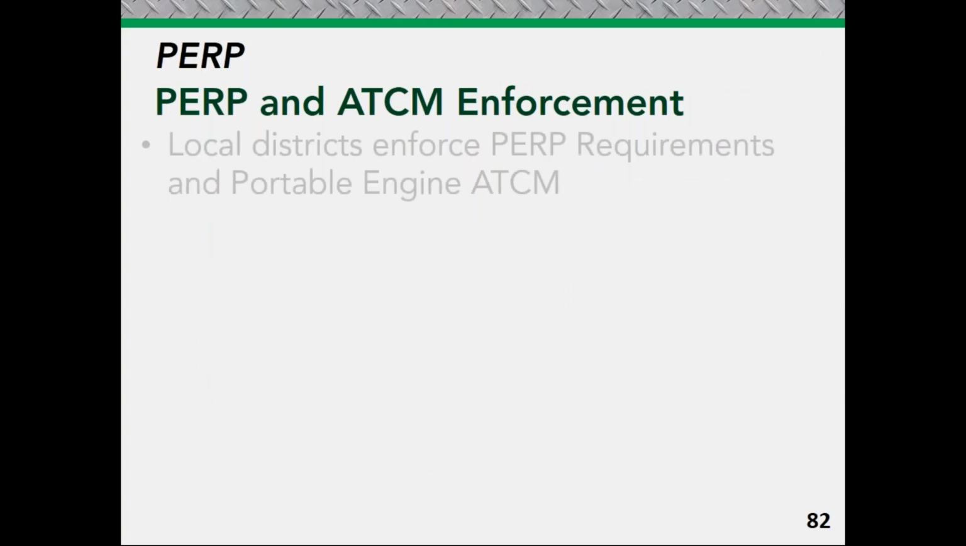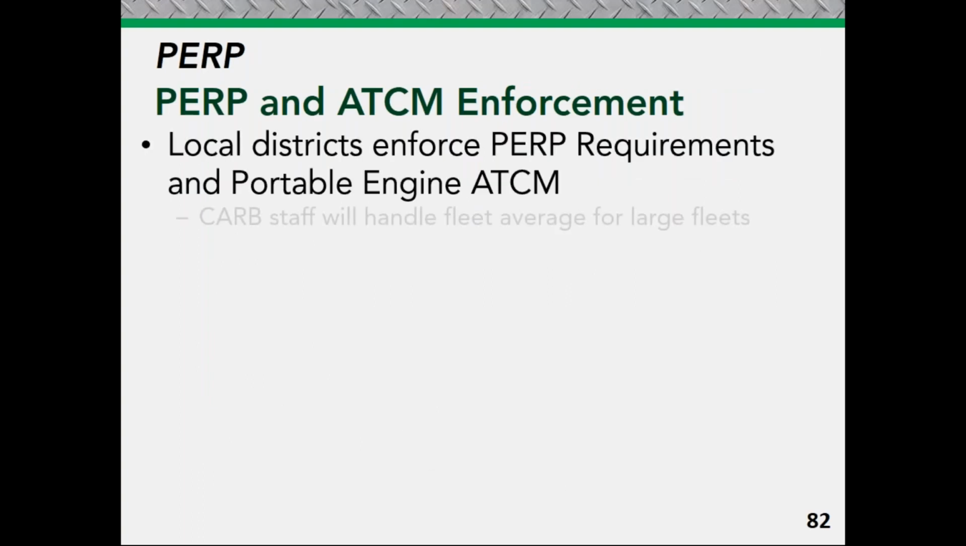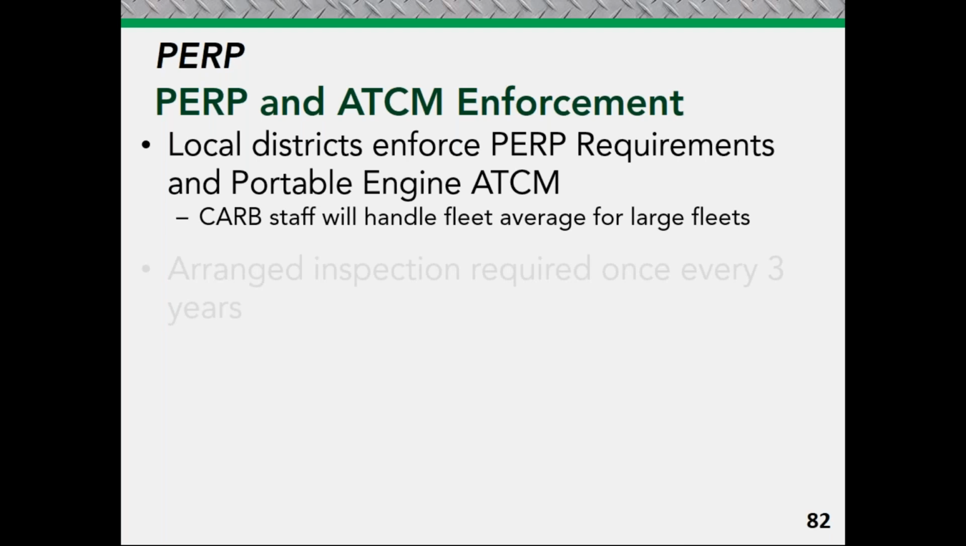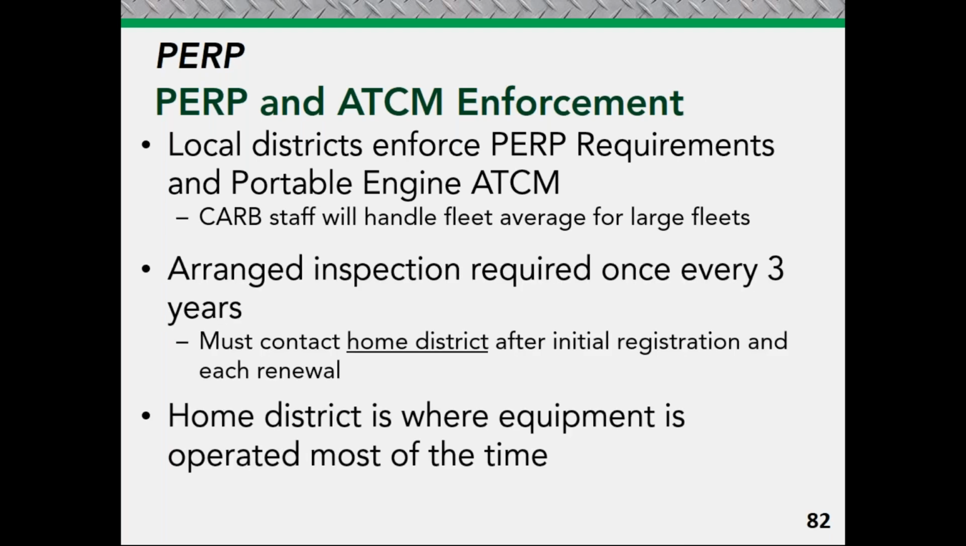As far as enforcement is concerned, as I said earlier, it's the local district that handles all the enforcement. The CARB staff will handle fleet averaging for large fleets, but any other portable enforcement, whether it be engines or equipment units, is handled at the local district. Even when you do a renewal, one of the things that happens when you get a new registration from ARB, as well as every time it gets renewed, there has to be what's called an arranged inspection with the local district where that unit is basically housed. That is called your home district. That is the district where that unit is supposed to spend most of its time.